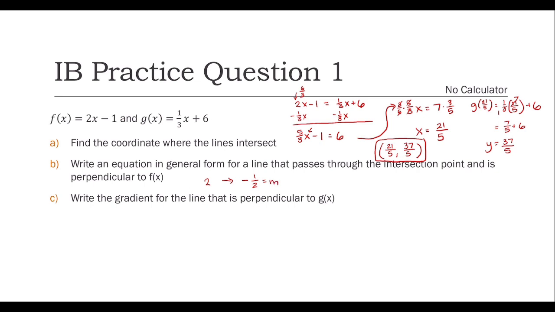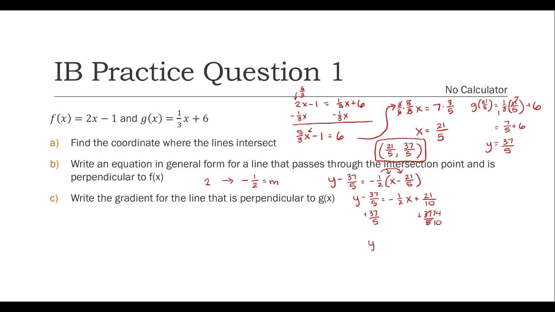And then we'll use our point from the previous answer. So because we have a point and slope, we're going to use point gradient form. So y minus the y value, 37 over 5, equals m, negative 1/2, times x minus our x value, 21 over 5. We'll distribute the negative 1/2. So we get y minus 37 over 5 equals negative 1/2 x plus, because we have a negative times a negative, and then we'll have 21 over 10. We can then add 37 over 5 to each side, which is the same as adding 74 over 10.